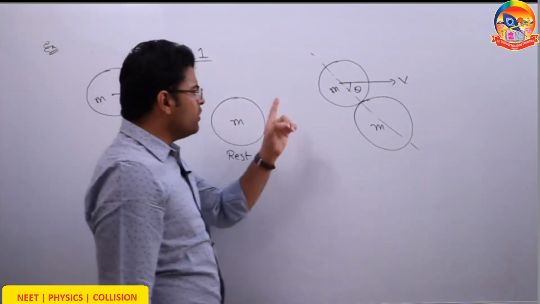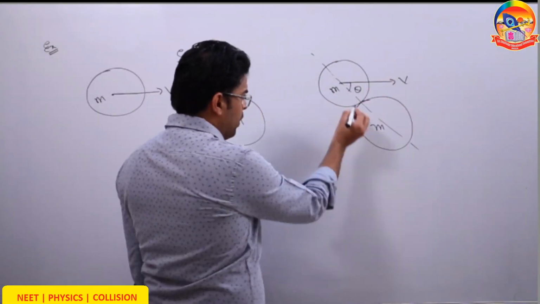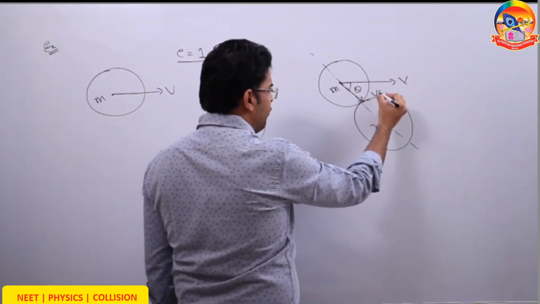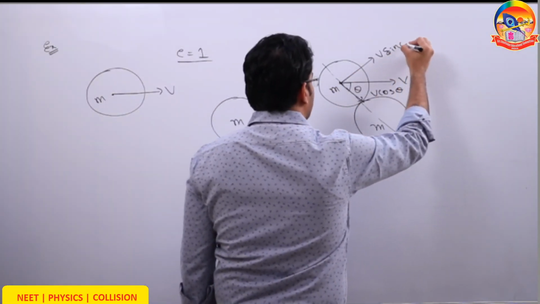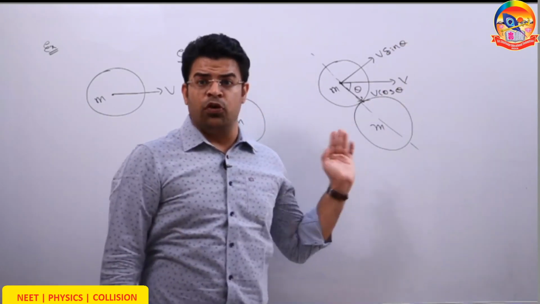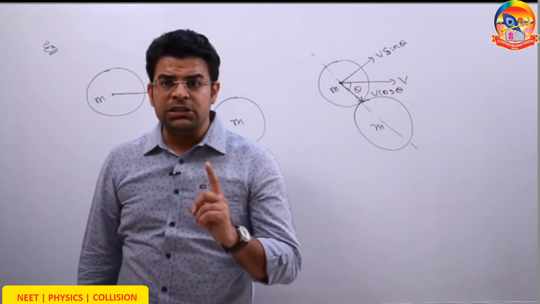You can break down the velocity of this first sphere into two components. One, along the line of impact, v cos theta. Second, perpendicular to the line of impact, v sin theta. This is the picture just before collision. What will happen just after collision?